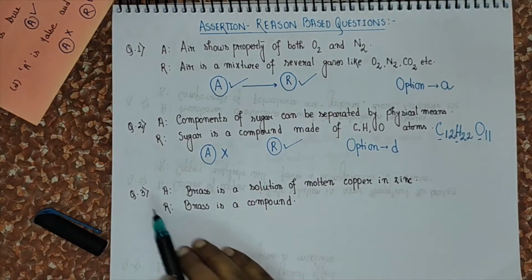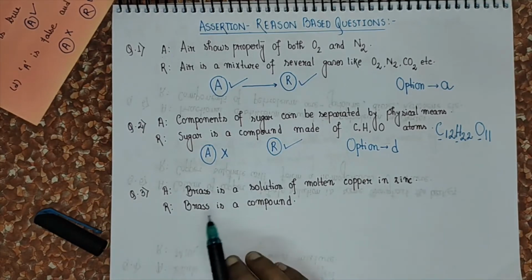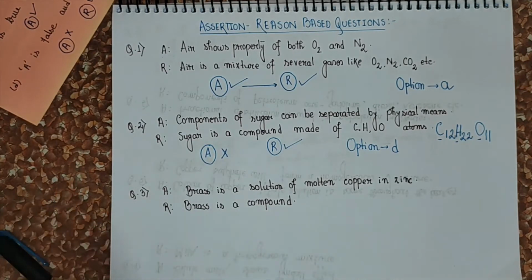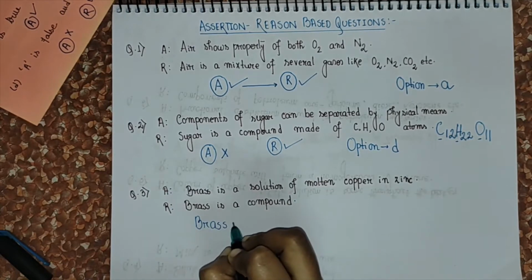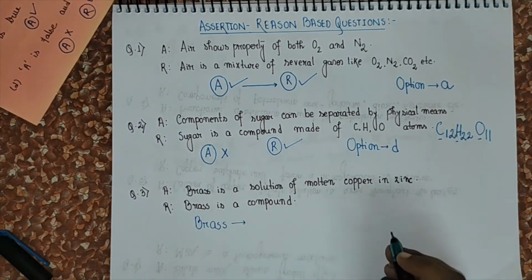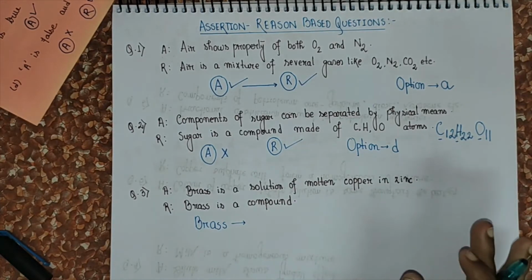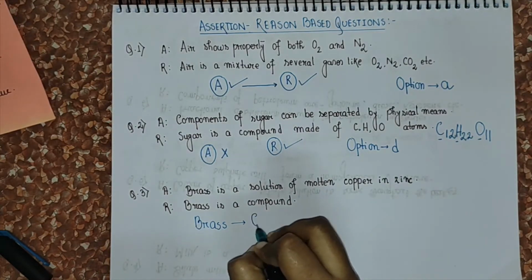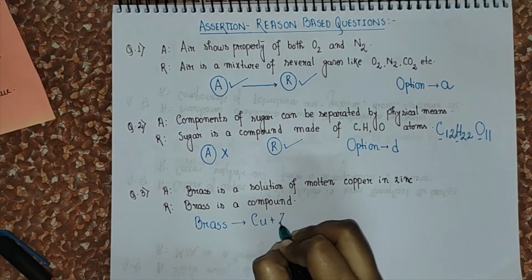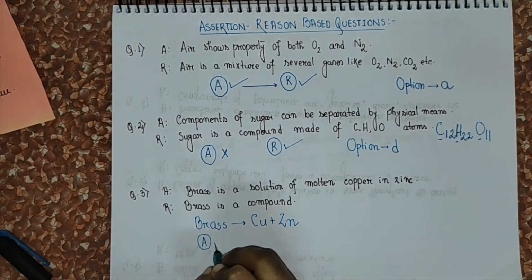Next, question number 3. Assertion: Brass is a solution of molten copper in zinc. Reason: Brass is a compound. So brass is a solution of molten copper and zinc. You know that brass is an alloy. And what is meant by alloy? Alloy is the homogeneous mixture of a metal with another metal or non-metal. So brass, obviously the components are copper and zinc only. So the assertion is correct here.